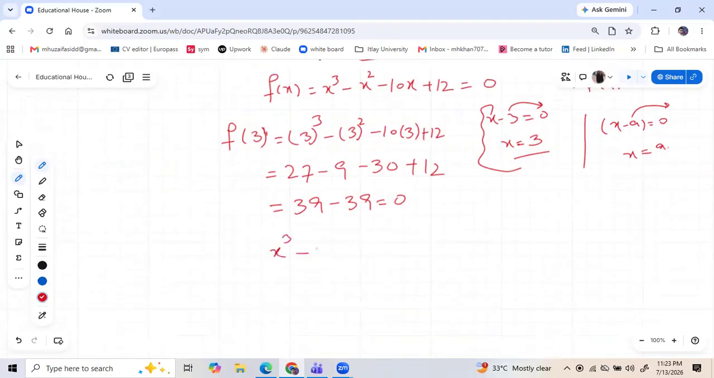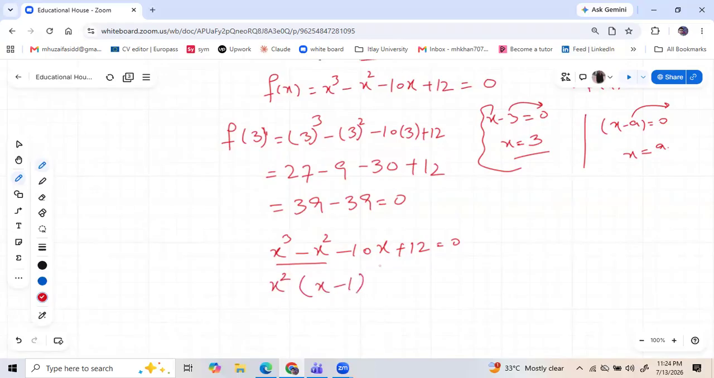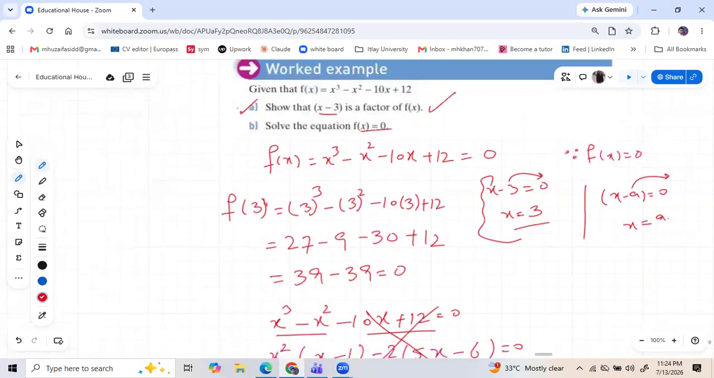x cube minus x square minus 10 of x plus 12 is equal to 0. So from here we take x square common, x minus 1, and from here, if we take minus 2, this is 5 of x minus 6. So from here, check it, our factorization method fails. So what do you think, how can we solve this equation?